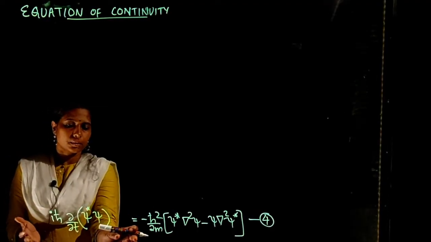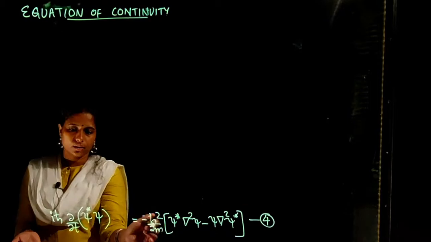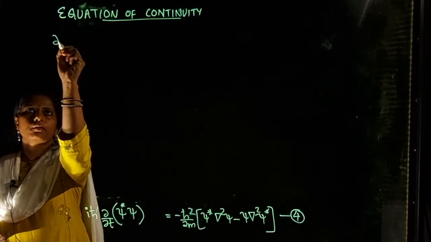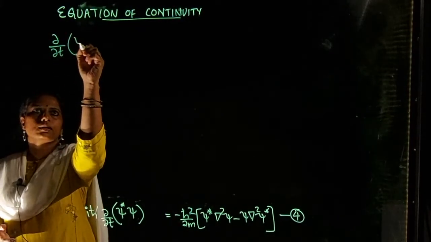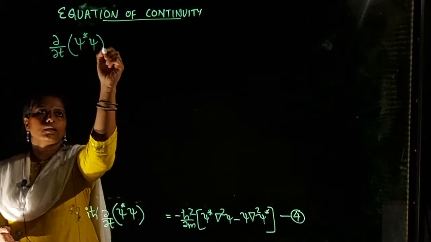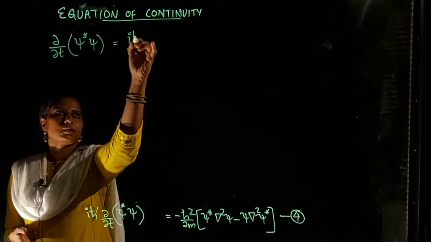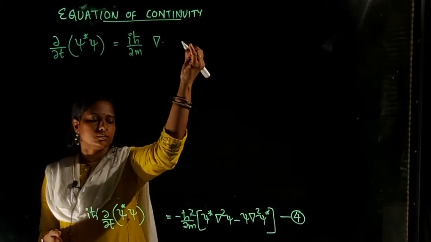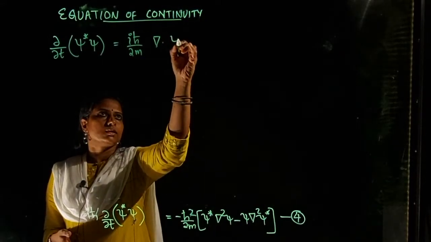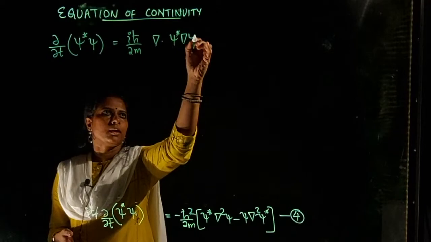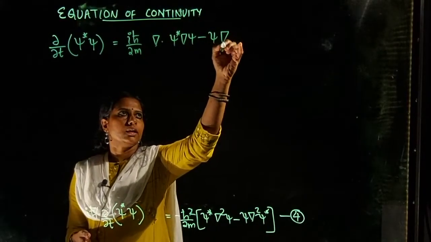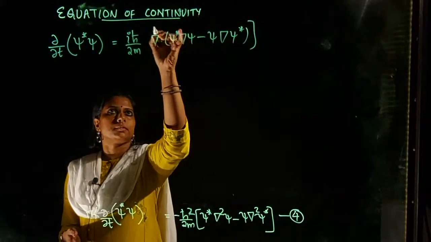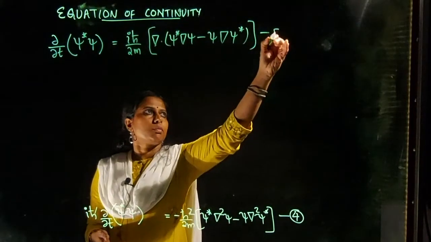Now this we will simplify a bit. You can cancel out ħ from both sides. We get a simplified form as ∂/∂t of ψ*ψ can be written as iħ by 2m, ∇ dot (ψ* ∇ψ minus ψ ∇ψ*). Call this equation number 5.